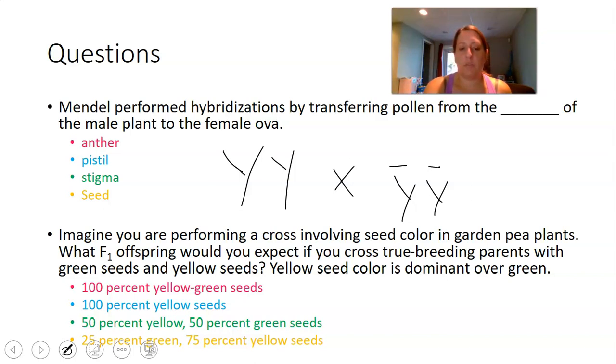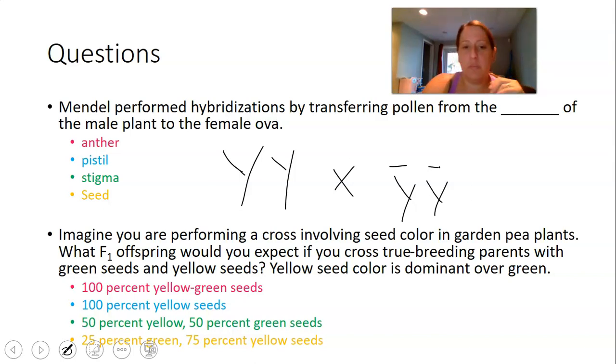Would all of the offspring be yellow? The options: 100% yellow seeds, 100% green seeds, 50% yellow and 50% green, or 25% green and 75% yellow. So hopefully you answered 100% yellow seeds.